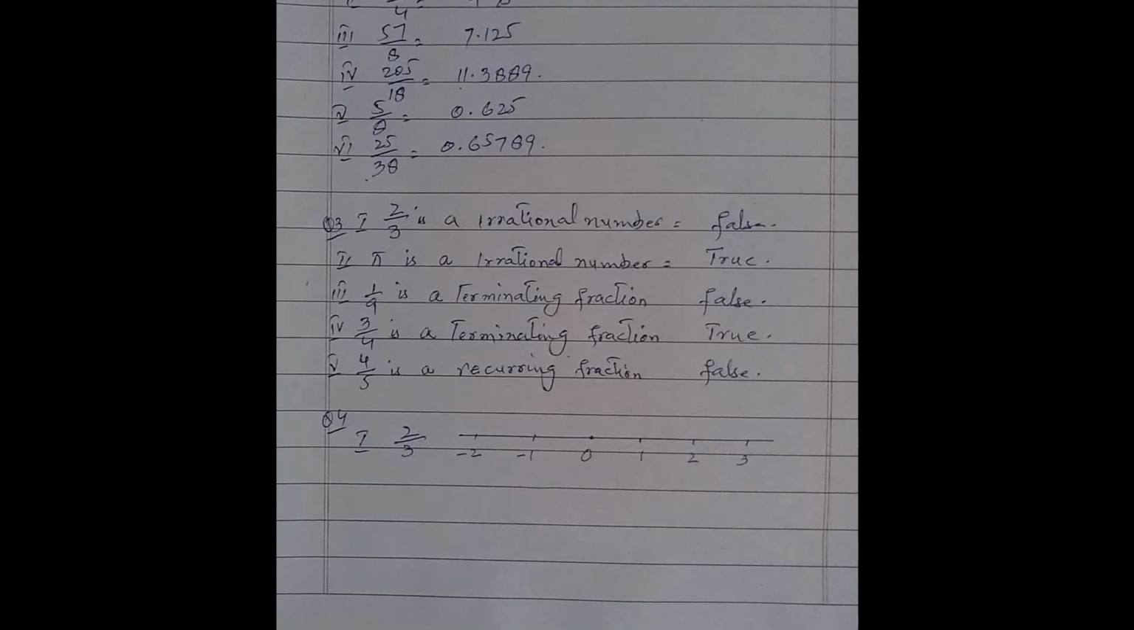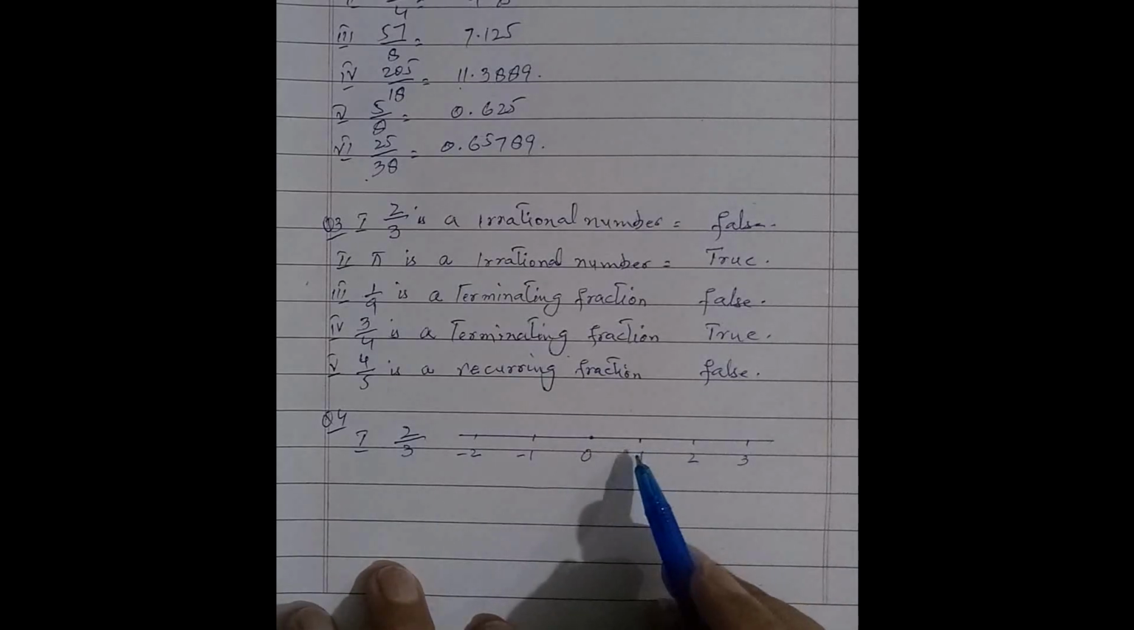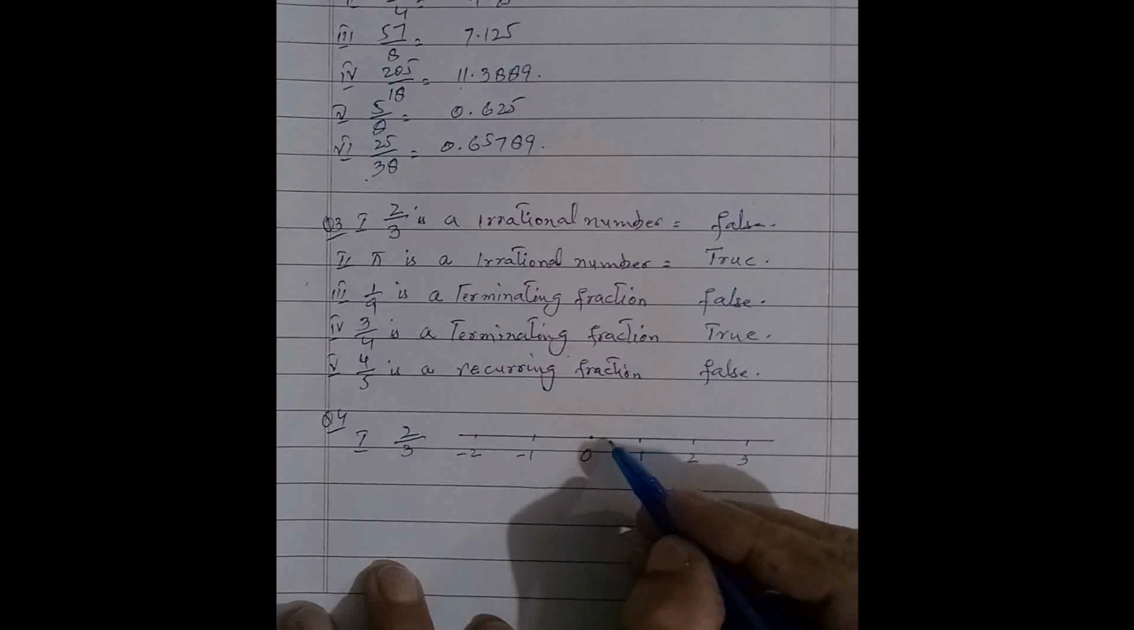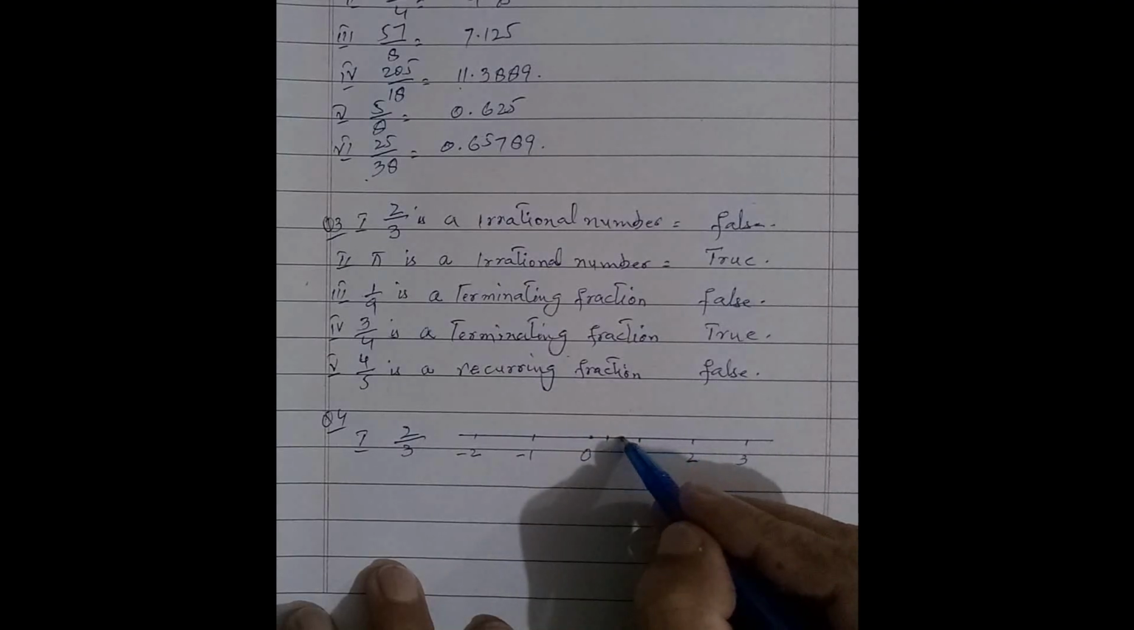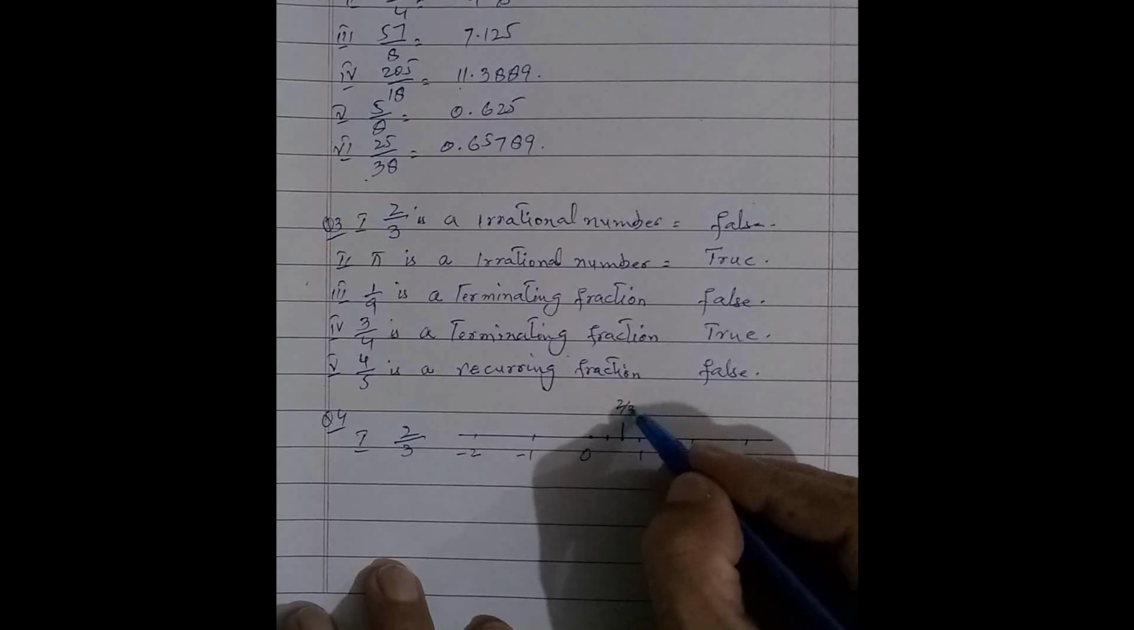It means 2 over 3 is between 0 and 1, and the portion is 2/3 of the distance between 0 and 1. We get this is 1/3 and this is 2/3. The point is 2 over 3.